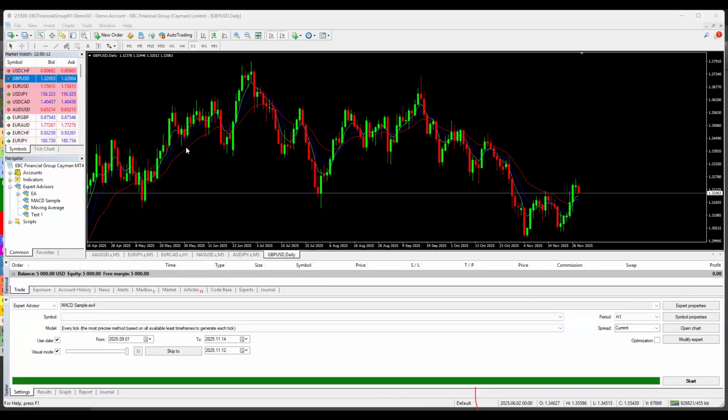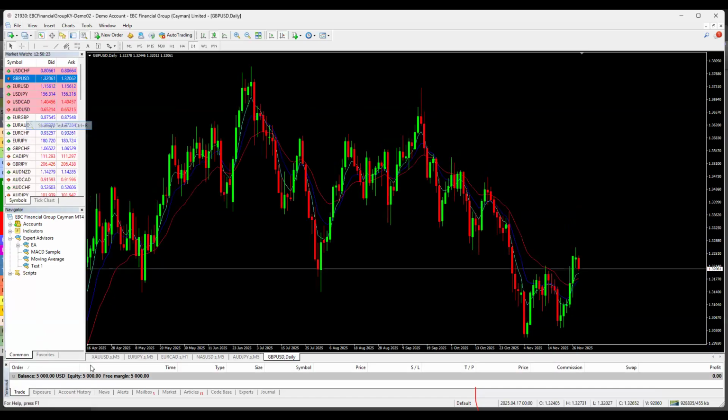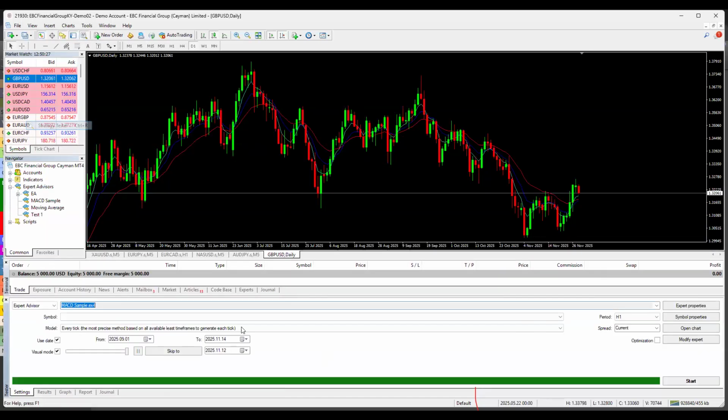But if you don't have it open, you can easily access it from this box here. You can click on strategy tester, or go to View and click on Strategy Tester, or just simply press Control R. If you click on it, it will bring up the strategy tester or close it. So I'm just going to open it back up again.